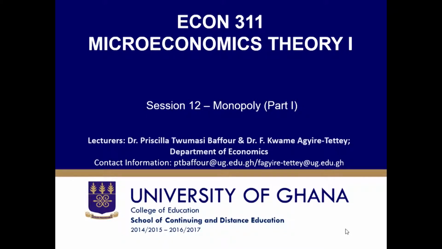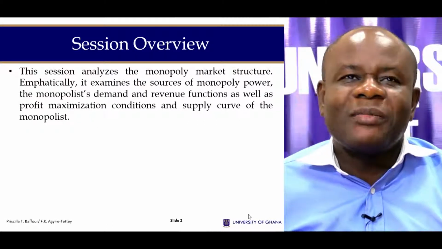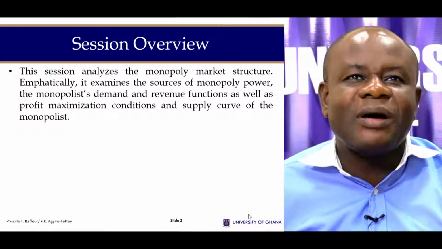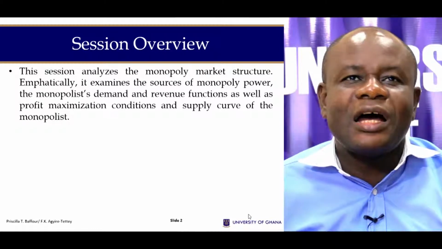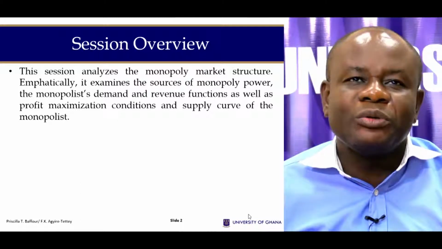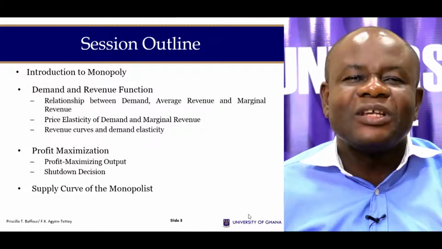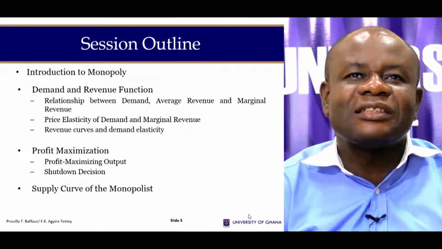Session 12, we are going to look at monopoly, the first part of the monopoly market. The session analyzes monopoly market structure. Emphatically, it examines the sources of monopoly power, the monopoly's demand and revenue functions, as well as the profit maximization condition of the monopolies. And also, we will try to discuss the supply curve for the monopolist. These are the topics that we're going to discuss in this session.